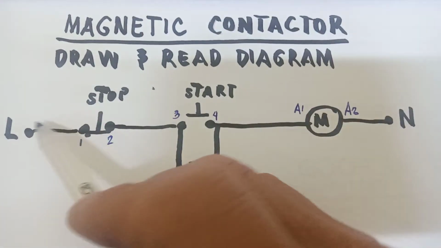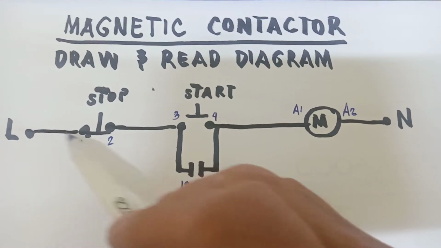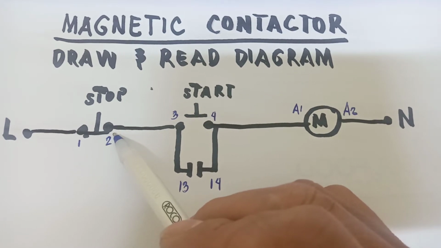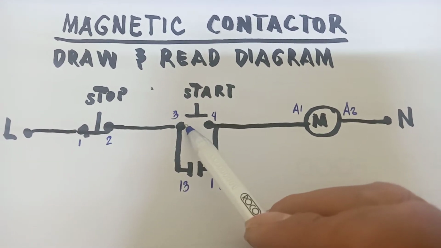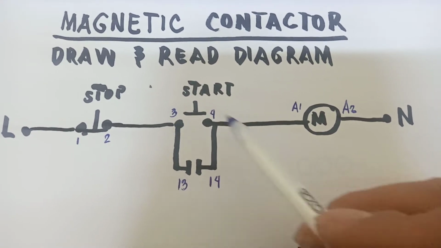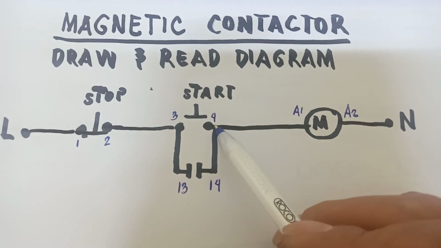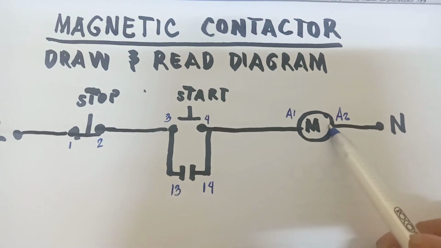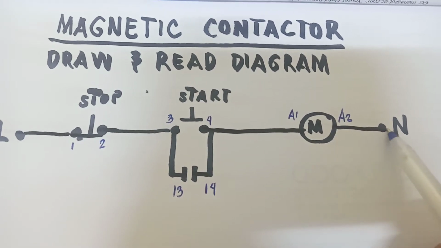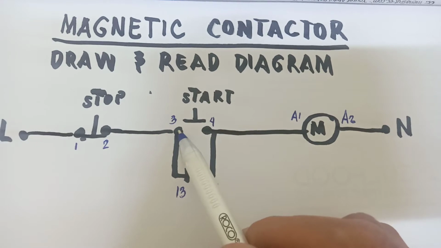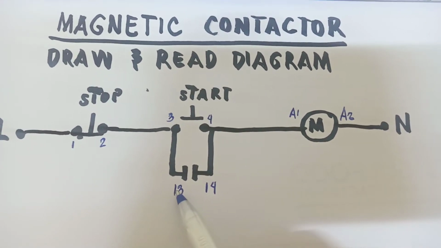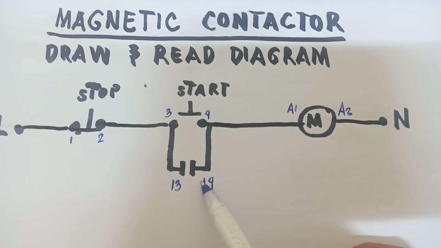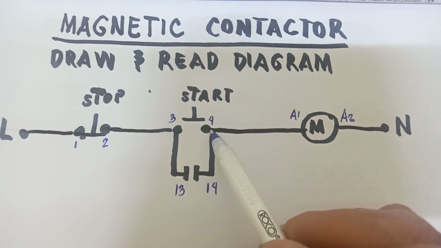Okay, let's start. From the line source of the power supply, connect to terminal 1 of the stop push button switch, and from terminal 2 of the stop push button switch connect to terminal 3 of the start push button switch, and from terminal 4 of the start push button switch connect to terminal A1 of the magnetic contactor. The A2 terminal of the magnetic contactor is directly connected to the neutral source. From terminal 3 of the start push button, connect to terminal number 13 of the auxiliary contact, and from the auxiliary contact return line, terminal number 14, connect to terminal 4 of the start push button.